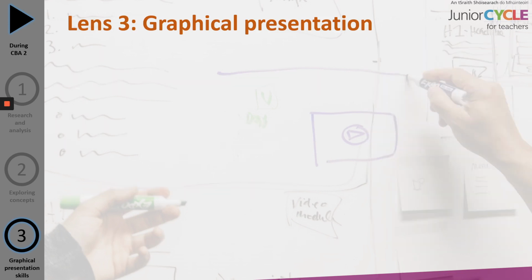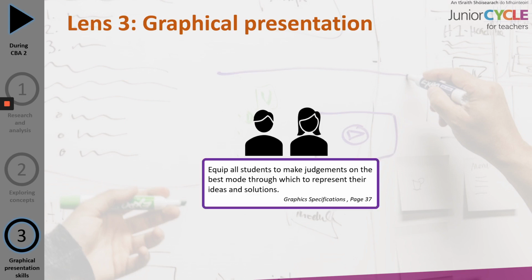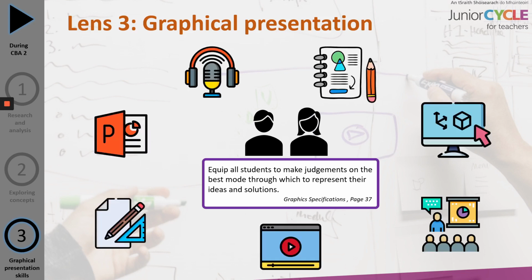In regard to Lens 3 graphical presentation, you might ask why there is no prescribed format for students to present their CBA. One of the main aims of Junior Cycle Graphics is to equip all students to make judgments on the best mode through which to represent their ideas and solutions. In terms of the student's voice, this affords students the opportunity to express their learning in a format that suits them, their skill set and their learning experiences, which all feed into the development of the key skills for the junior cycle.